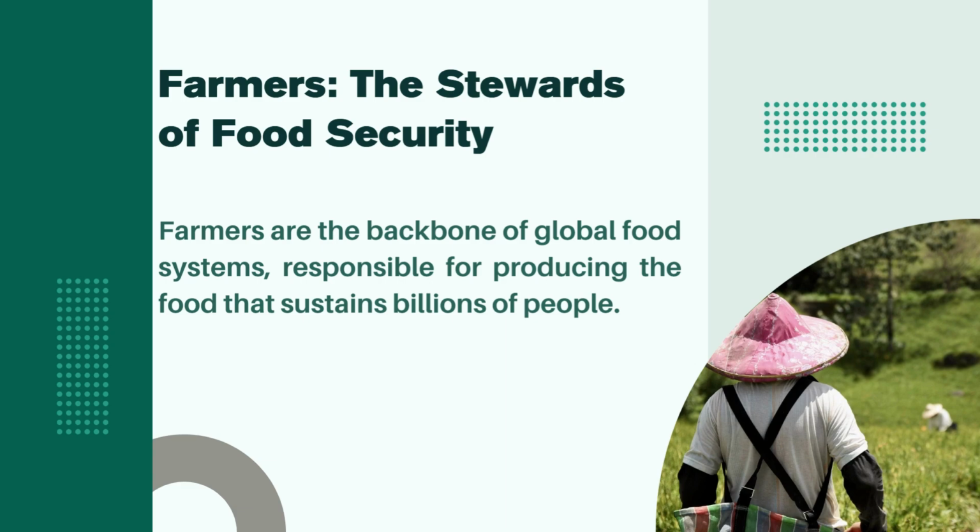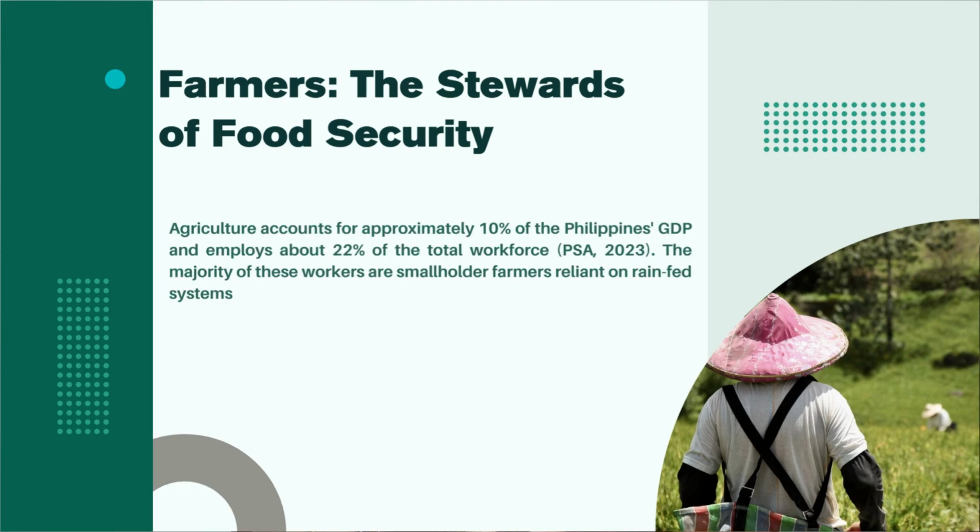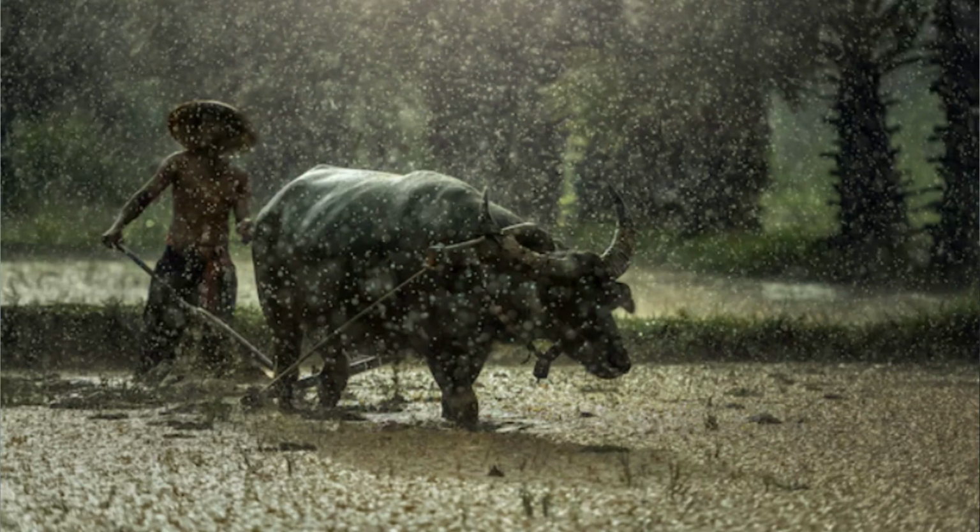So, the farmers are the stewards of food security. Farmers are the backbone of the global food system, responsible for producing the food that sustains billions of people. Their contributions go beyond mere food production. They are critical to the economic vitality of rural communities and the preservation of cultural heritage, and are among the most affected by environmental changes, including erratic rainfall, soil degradation, and shifting growing seasons.